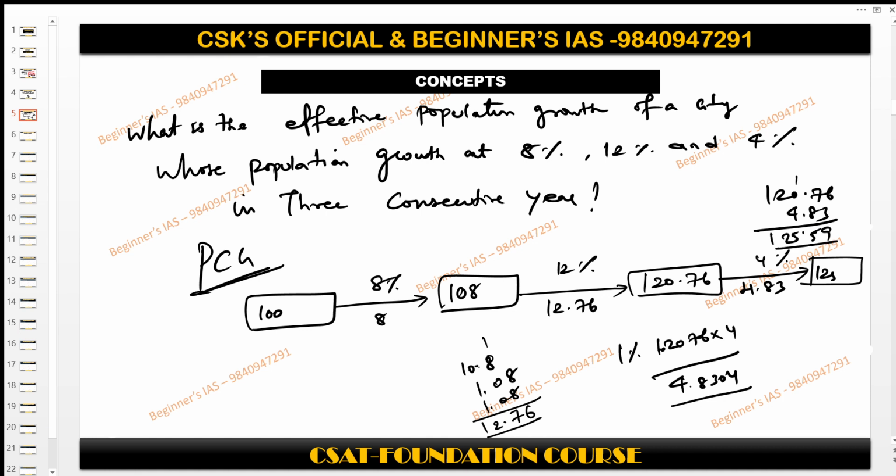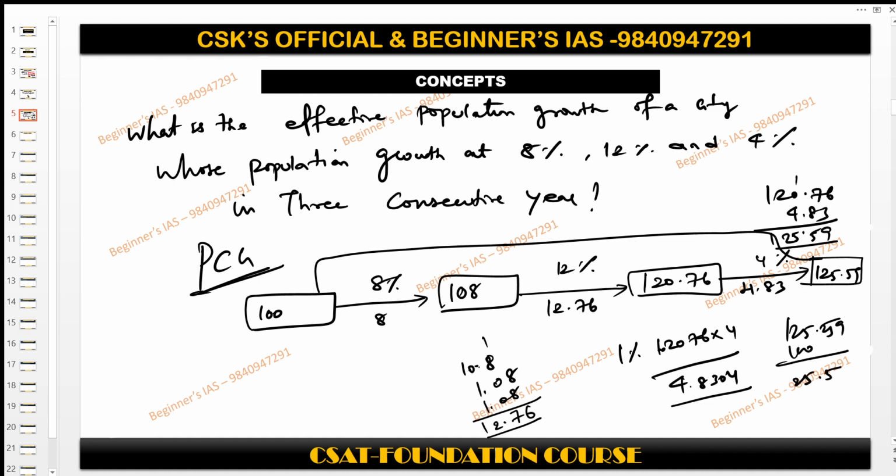So therefore 125.59. If they are asking you to find out the effective change, then what you need to do is subtract this new value from the original one. The original one is 100. What would be the remaining? 25.59. So 25.59 is the effective population growth of the city.